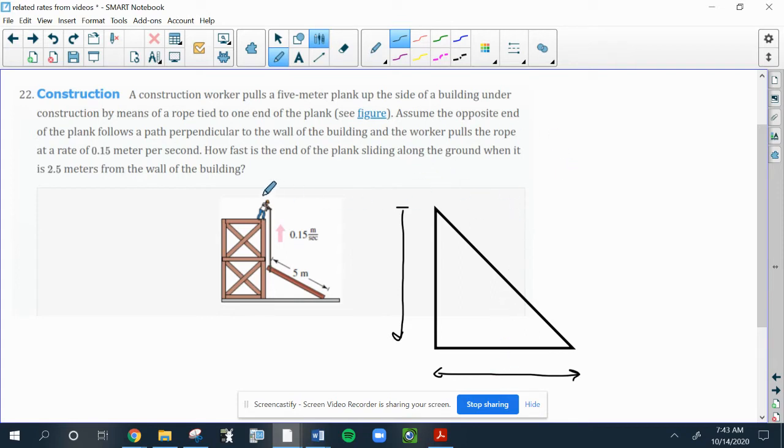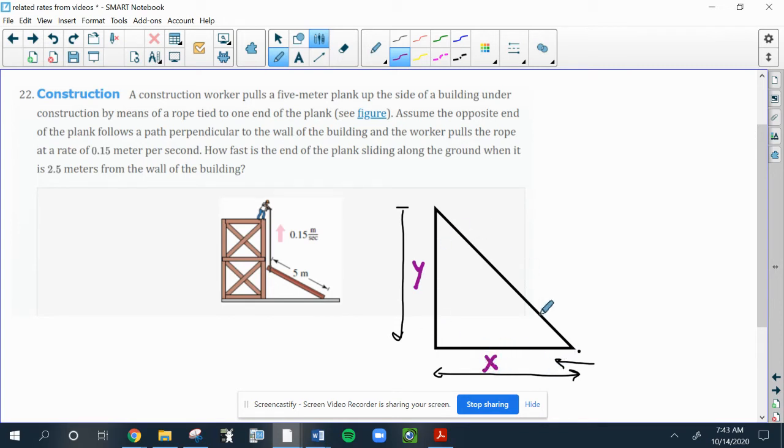So how fast is the end of the plank sliding along the ground? So that's this part, and it's asking how fast is this sliding. So that's just kind of translating the question. Now we're going to label our diagram and figure out where all the variables are. So here, variable is a key word. We have this side I'm going to call y, simply because it's up and down. It's like the y-axis. This side I'm going to call x.